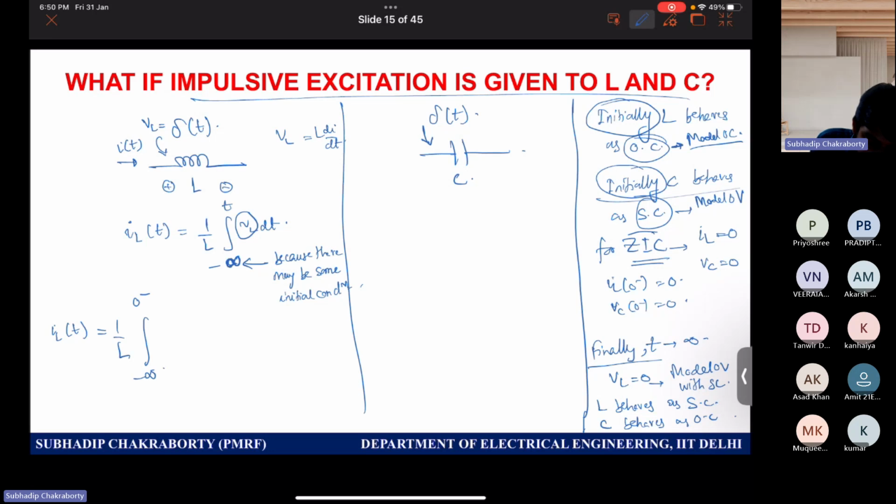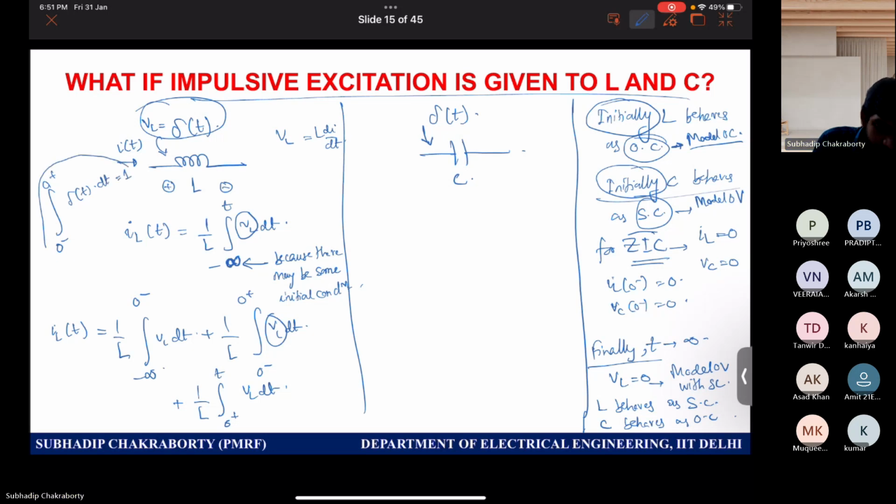Minus infinity to 0 minus, just before switching, VL dt, plus 0 minus to 0 plus, in between that time, VL dt. I am breaking it, okay? 0 plus to t, VL dt. Now if VL is delta t, then what is integration 0 minus to 0 plus delta t dt? I told you it is 1. It is by definition of impulse function. So it will be 1 by L, this part. This part will be 1 by L because this is 1.